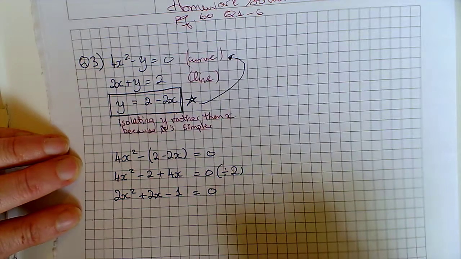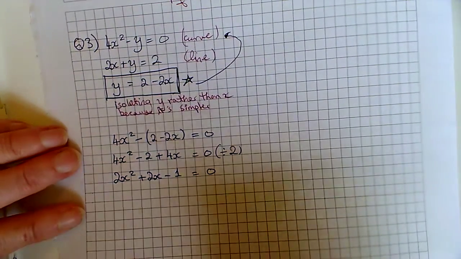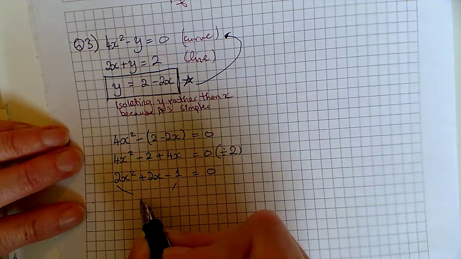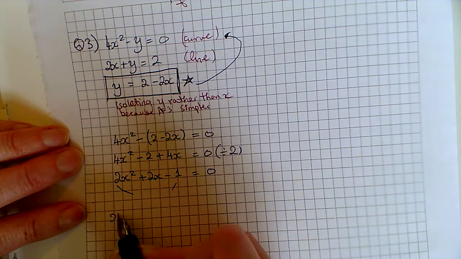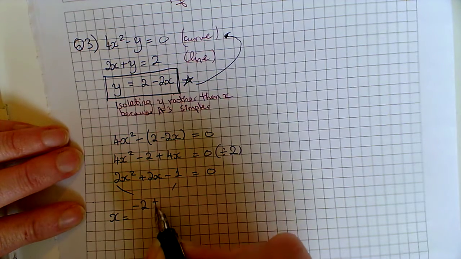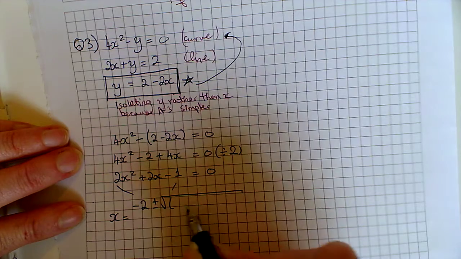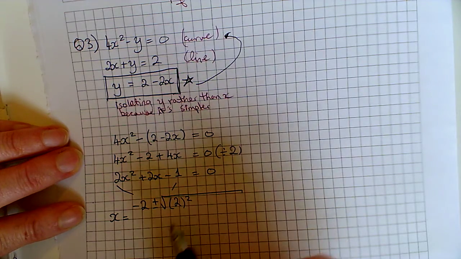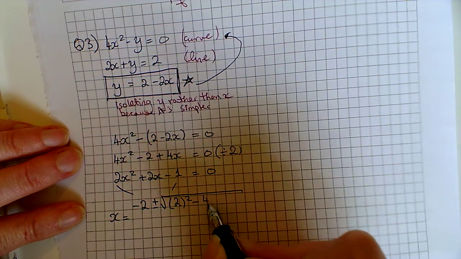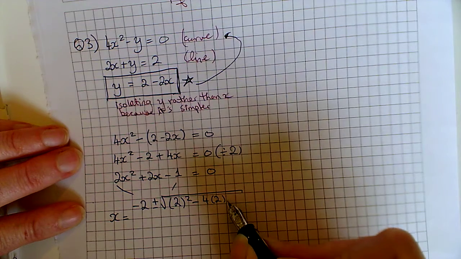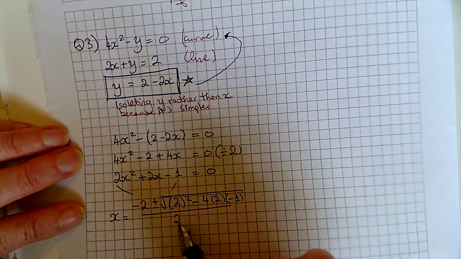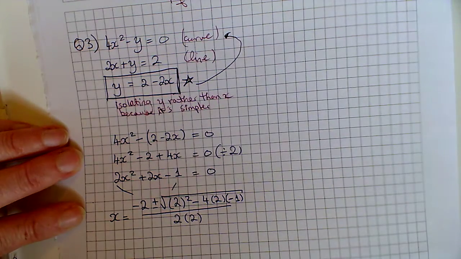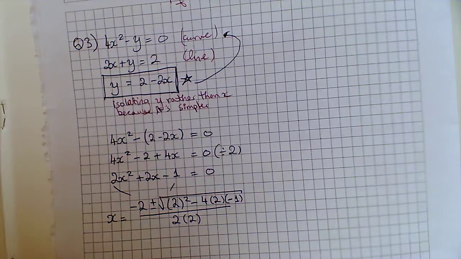And I can either solve this by my minus b formula or by factorizing. This one I'm pretty sure has factors. No, I can't see them. Let's use the minus b formula. x will be minus b plus or minus the square root of b squared, 2 squared, minus 4ac, and c is minus 1, all over 2a. So then we'll put this part into our calculator in one go.